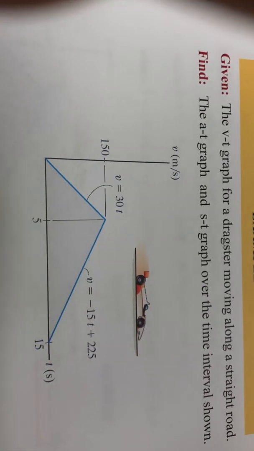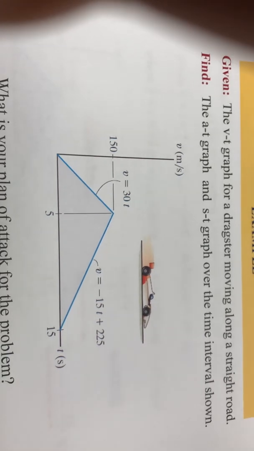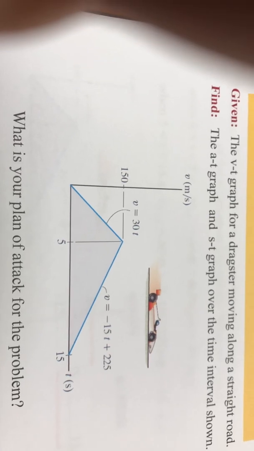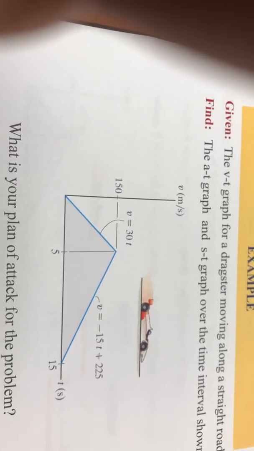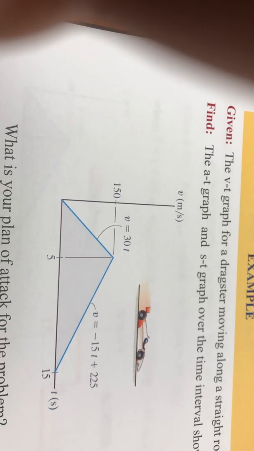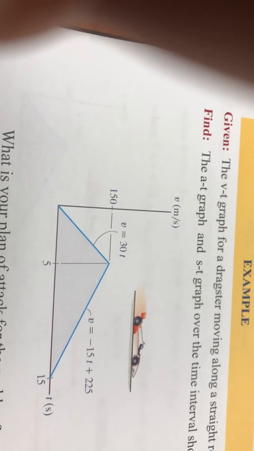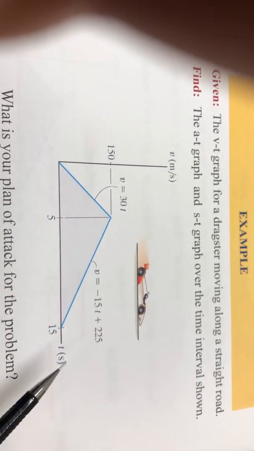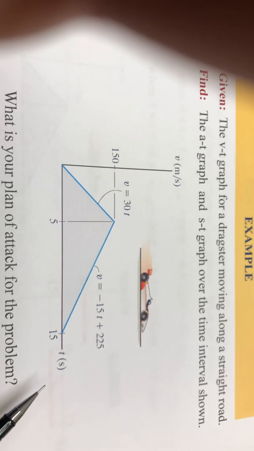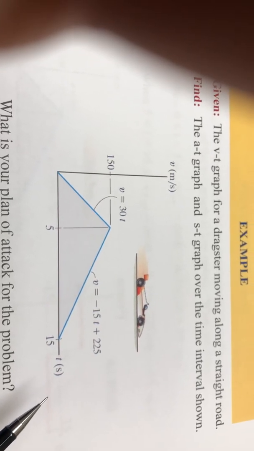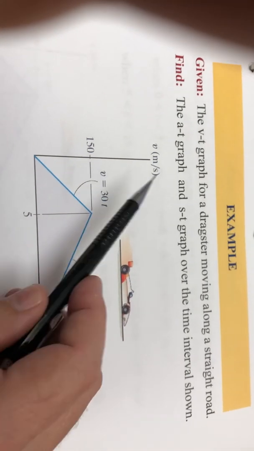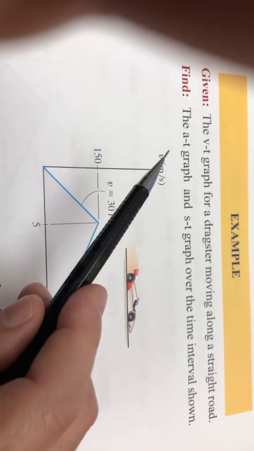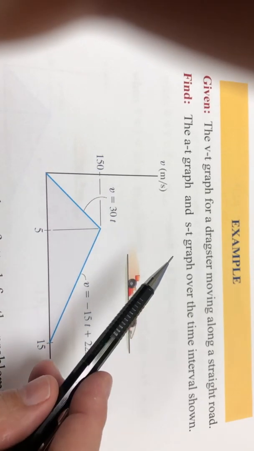Here we have an example where we have a velocity versus time graph. Remember that we have been looking at acceleration versus time, acceleration versus distance, velocity versus time, velocity versus distance. This one falls into the category of velocity versus time, which is the more usual case. What they want us to do is, if we know the velocity versus time graph, could we come up with the acceleration versus time graph and the displacement versus time graph?